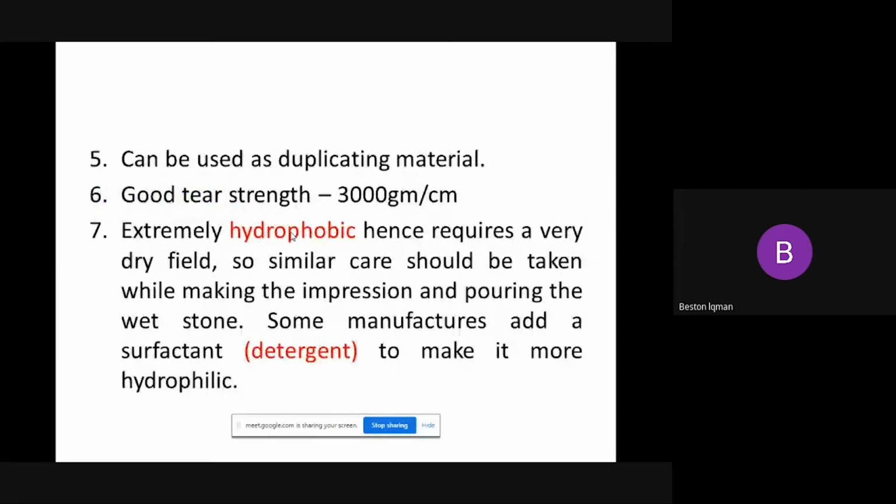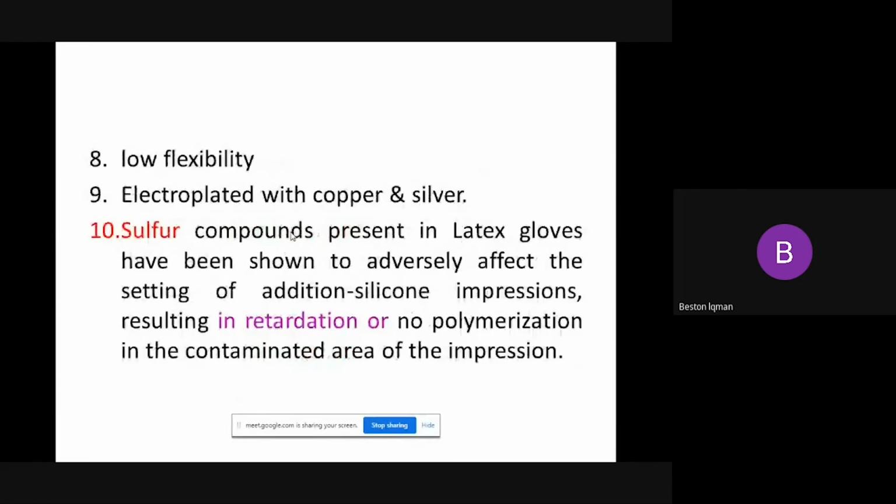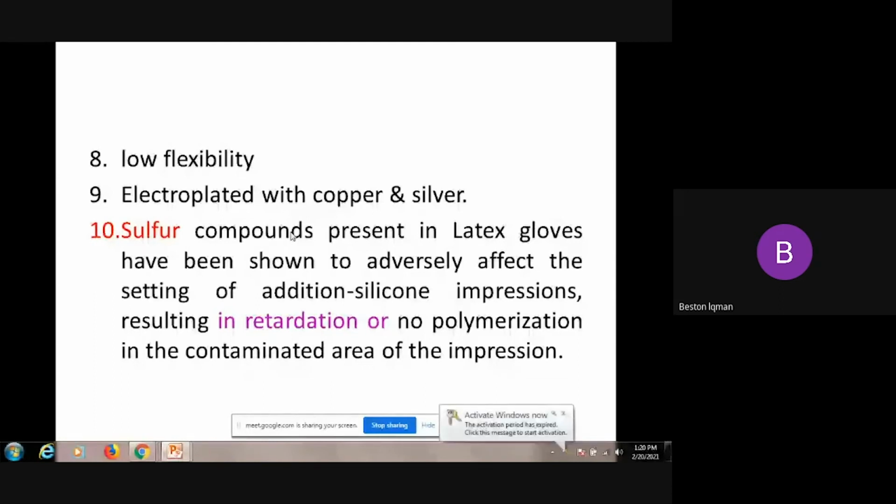It can be used as a duplicating material, meaning copying. Strength is good, but you must know this material is hydrophobic. It requires a dry field, and the mouth must be dried before taking the impression. It has low flexibility. Sometimes latex gloves contain sulfur. This sulfur can cause an adverse reaction with the silicone and cause retardation. That's why you must take the impression without gloves when using silicone.